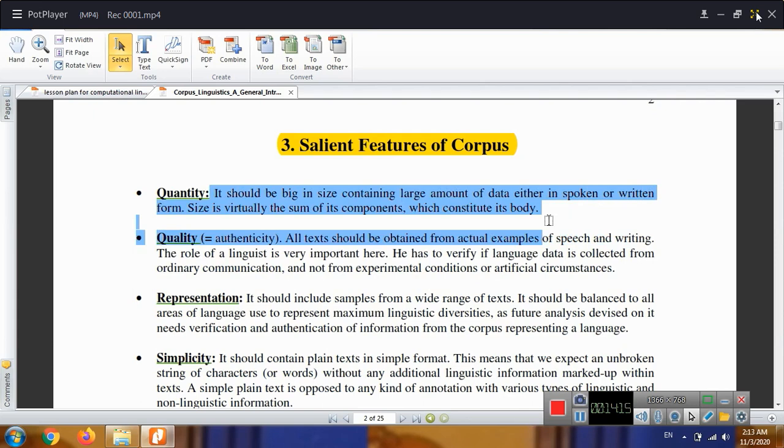It should be big in size, containing a large amount of data either in spoken or written form. Size is virtually the sum of its components, which constitute its body. It is about the quantity.